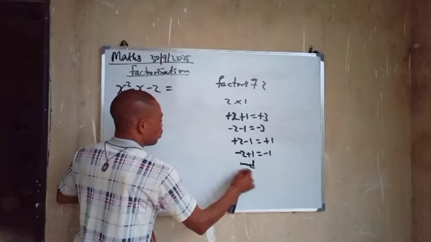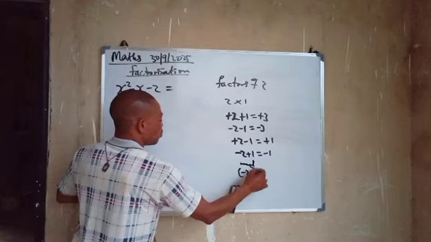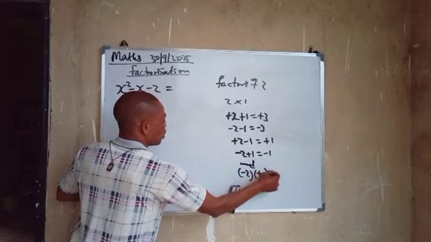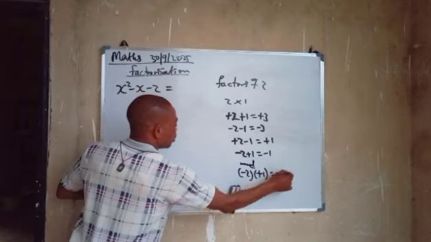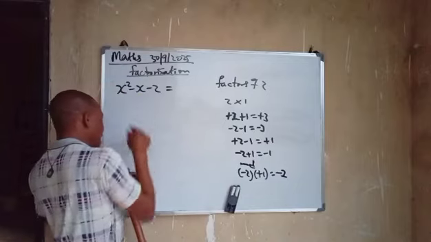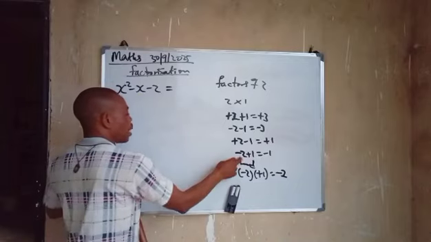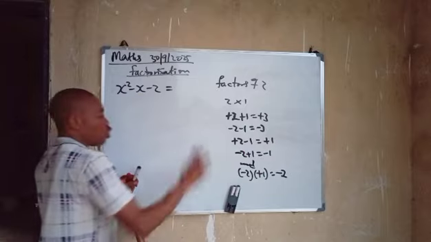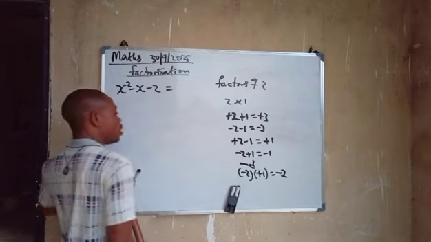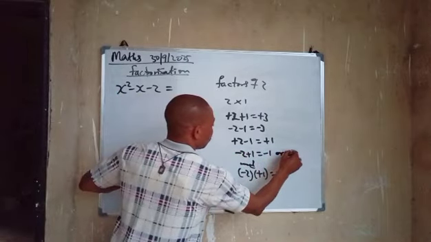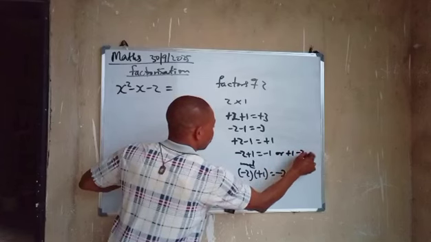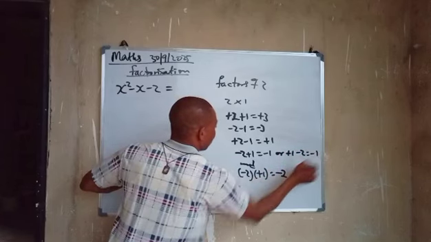And minus 2 times plus 1: minus times plus is minus, 2 times 1 is 2, which gives us the same thing as the constant term. So we now pick minus 2 plus 1 or plus 1 minus 2. Either way, it is the same thing as the same minus 1.